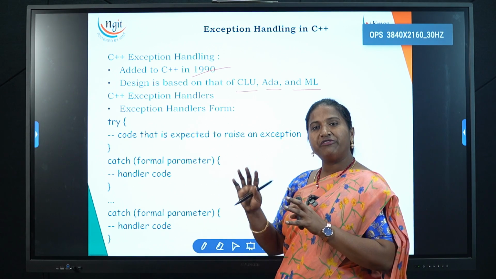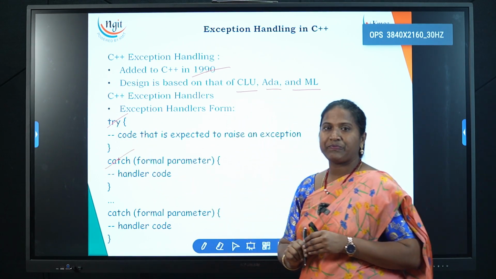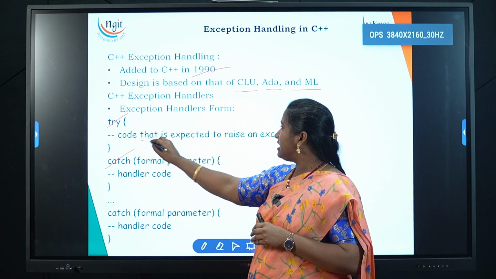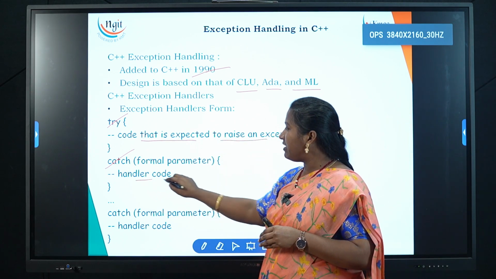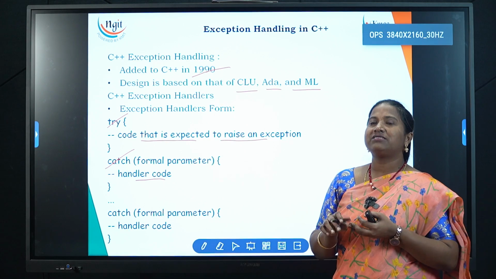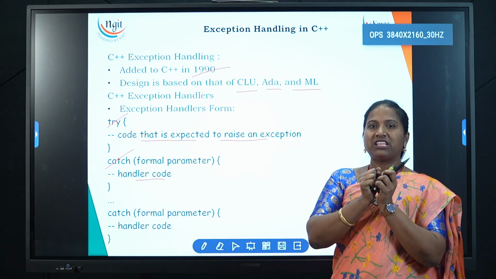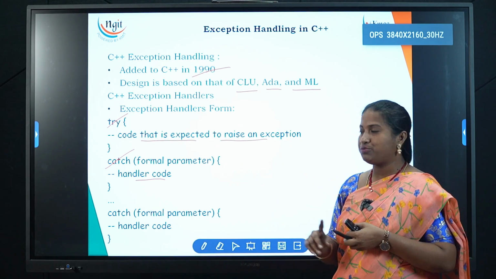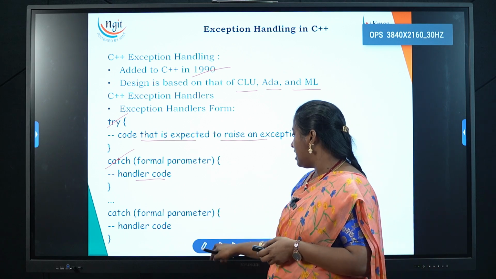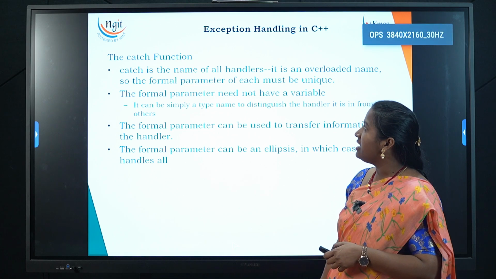C++ uses a different syntactical structure: try and catch. Try is the block that is expected to raise an exception. Catch is the block where we'll handle it. So if we have an exception in the try block, we'll catch it, handle it, and throw it. That is what try-catch blocks basically contain. So this is the C++ syntactical structure to handle the exception.